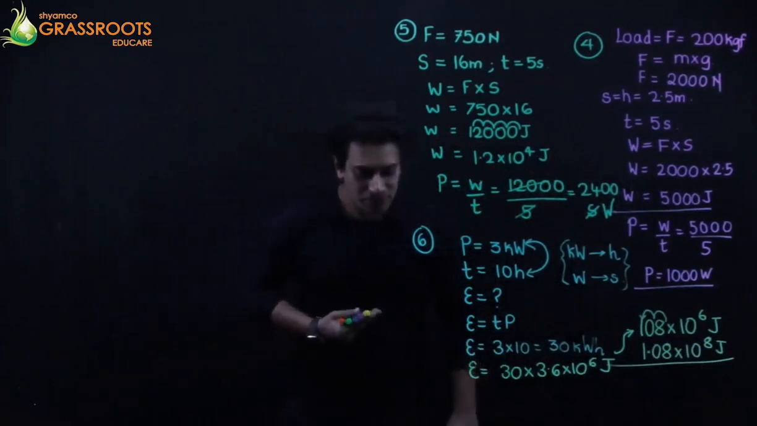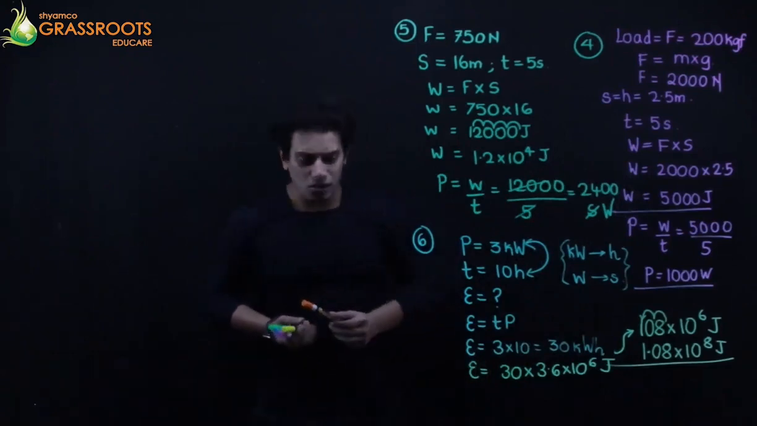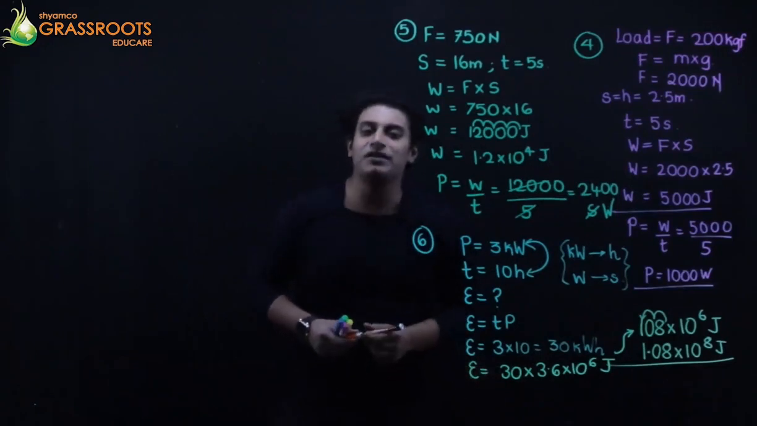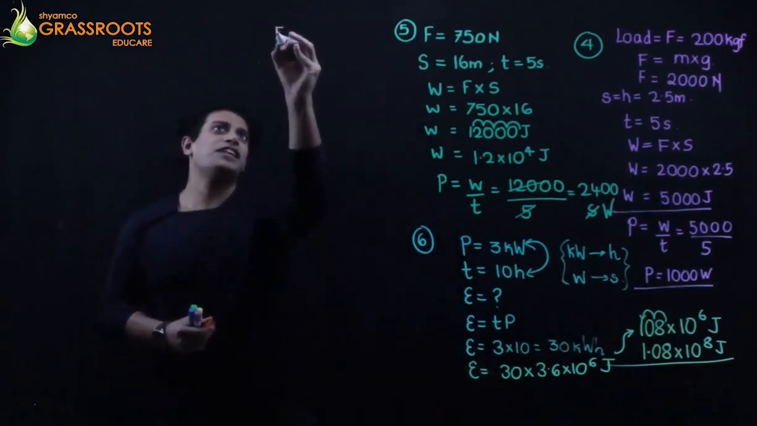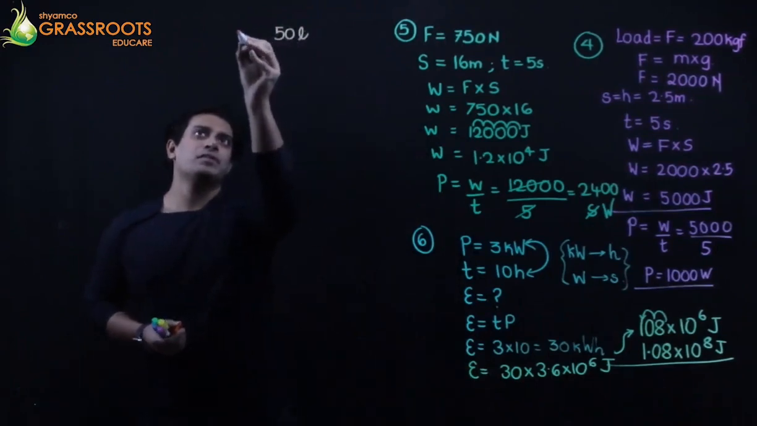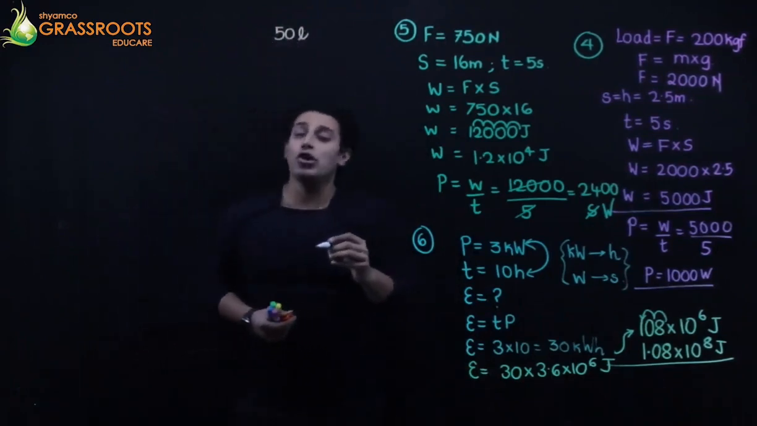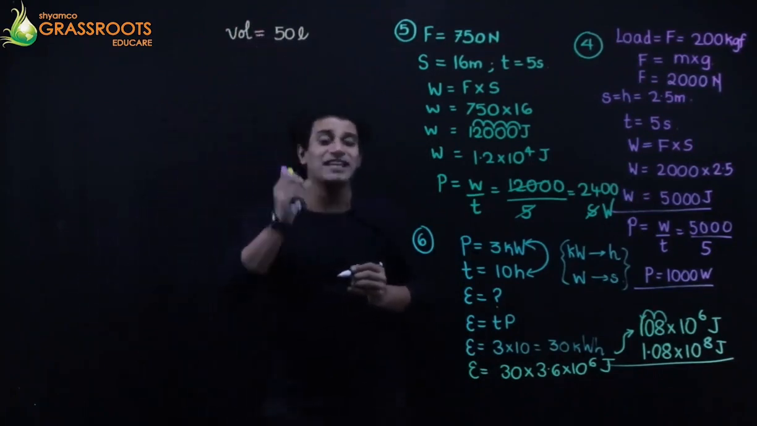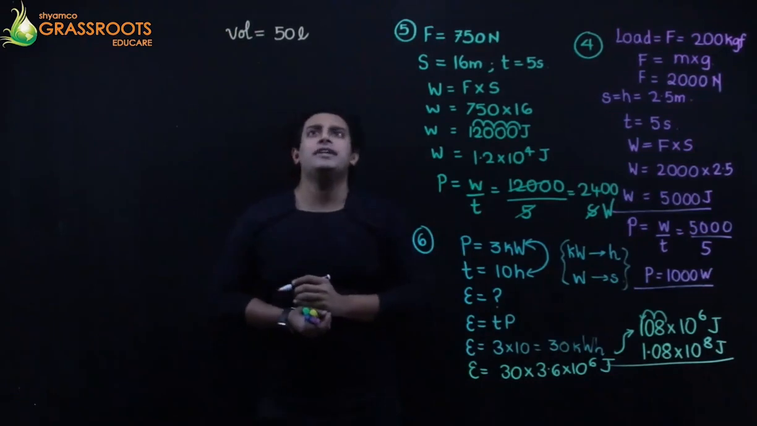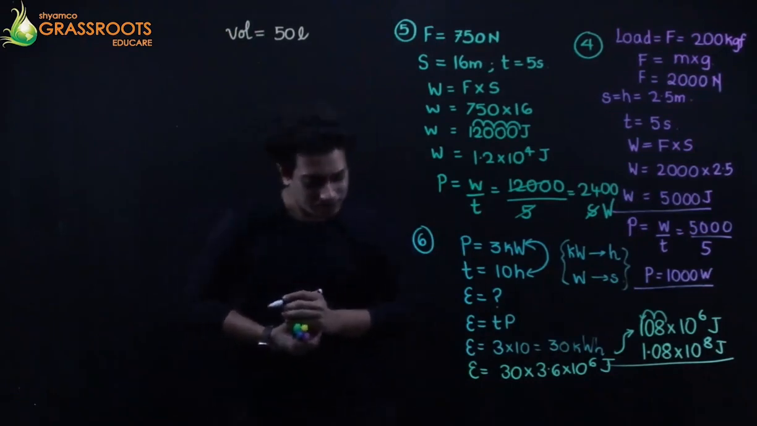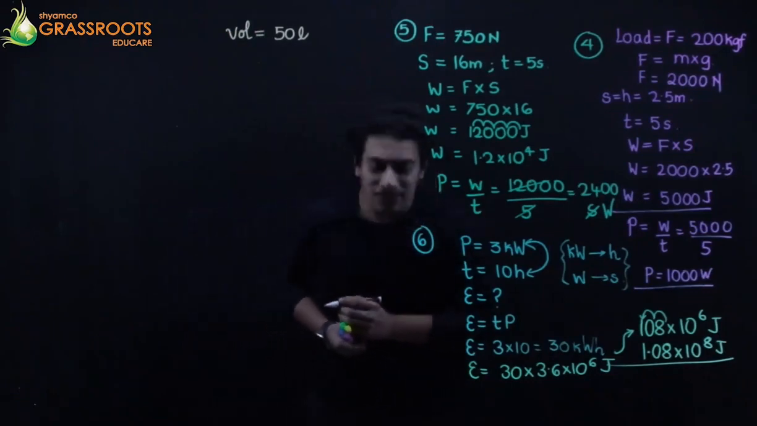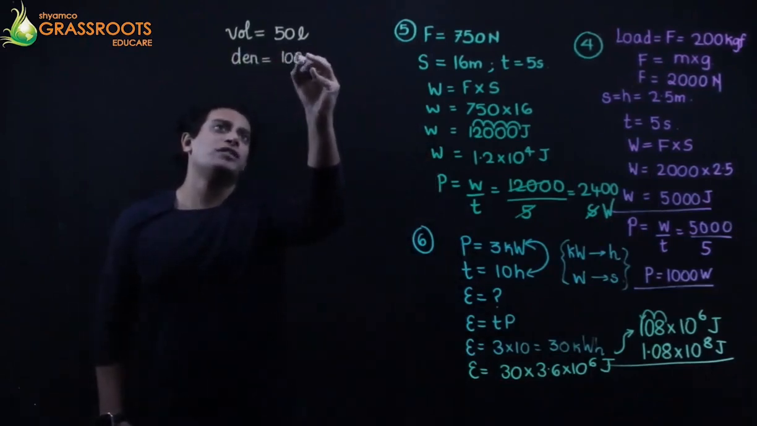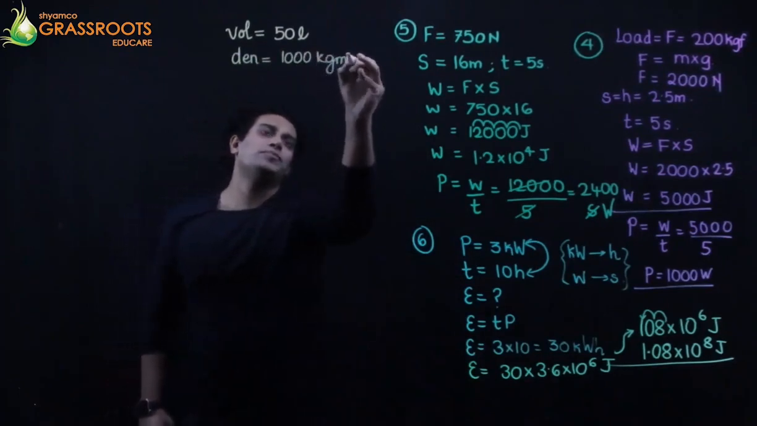Right. 7th. A water pump raises 50 liter water through a height of 25 meter in 5 seconds. First time they are giving me the volume of water, which is 50 liter. Now, they are saying density of water is 1000 kg per meter cube.